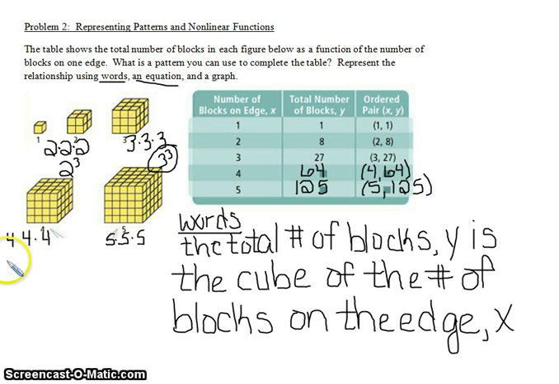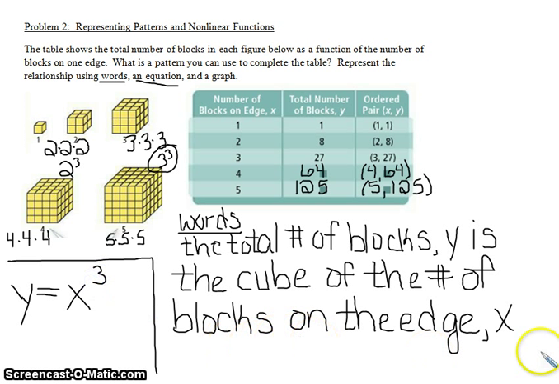So over here, I'm going to write my equation. If you've got the words written, the equation is very simple. You take the total number of blocks, which is y. Now, when we've been writing equations, the word "is" should give you a clue that it's equals. Y equals the cube of x. I just know that I've got to cube x, so that's going to be x cubed, or x to the third power. And there's my equation.